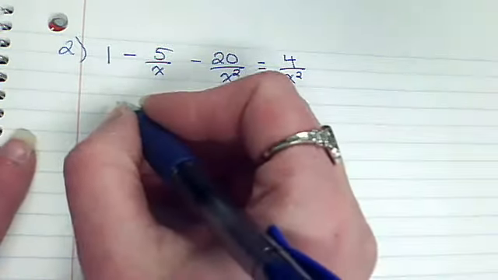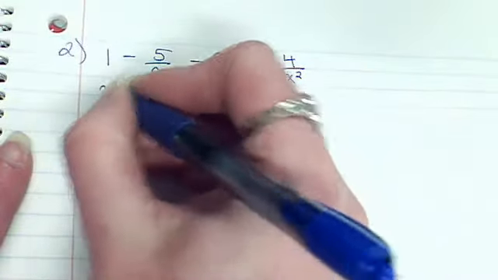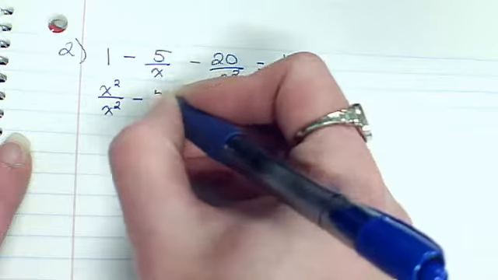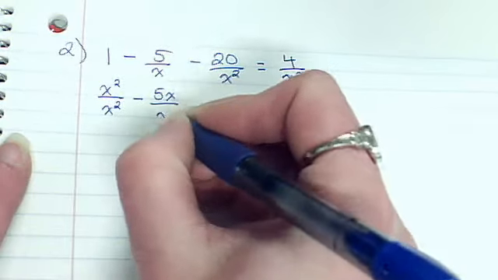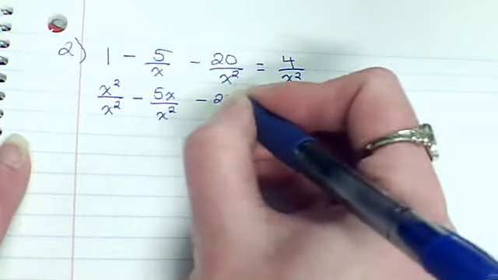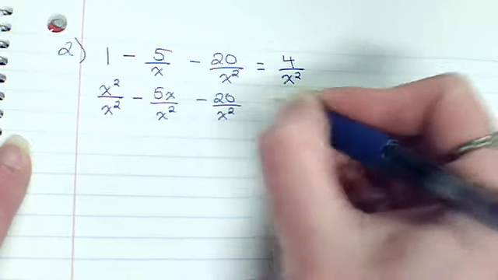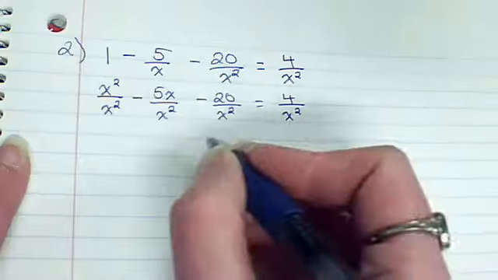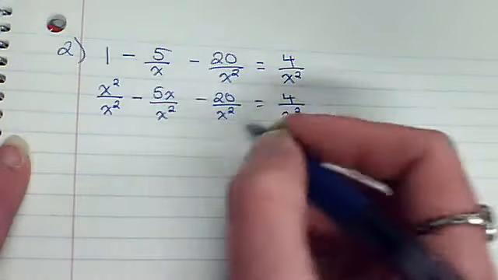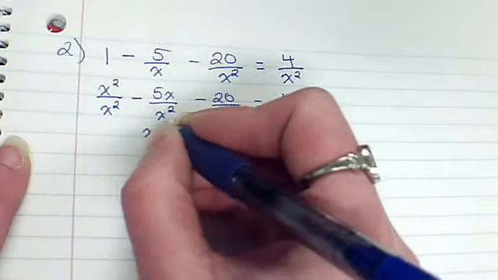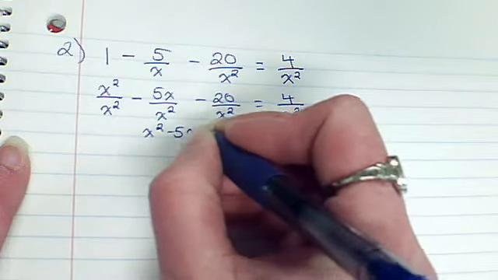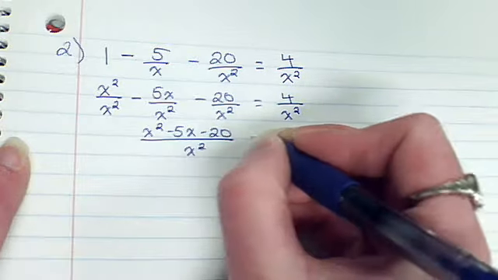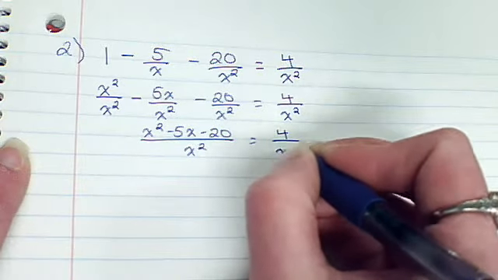If I change these all to have x squared in the denominator, this would be x squared over x squared. This would be 5x over x squared. This would be 20 over x squared. This would be 4 over x squared. Now, all three fractions have the same denominator. I can combine them, all over x squared equals 4 over x squared.